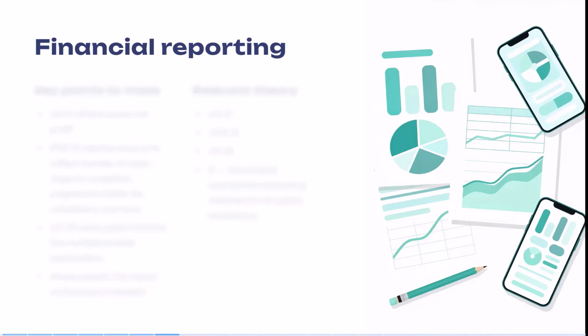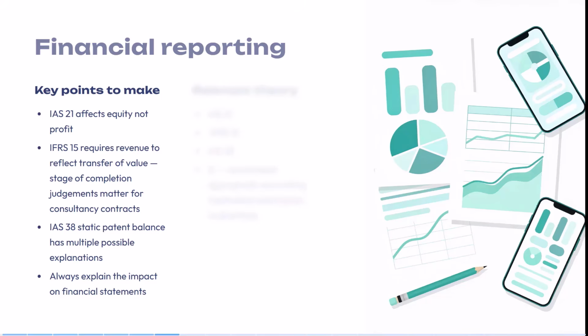Okay, let's go on to the key points to make for financial reporting. The most important distinction for IAS 21 is between translation and transaction effects. Translation affects equity. So when you translate the balance sheet of an overseas subsidiary into Harlandian dollars at the closing rate, then gains and losses go into the currency reserve in equity, not through profit and loss. Transaction effects are different. When Cartn invoices a client in a foreign currency and then the rate moves before payment is received, the resulting gain or loss goes through the income statement. These are two different mechanisms, and examiners will test whether you know the difference.